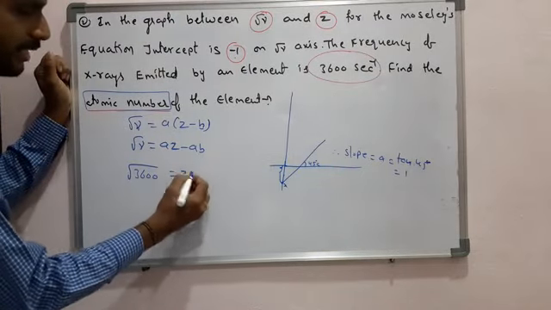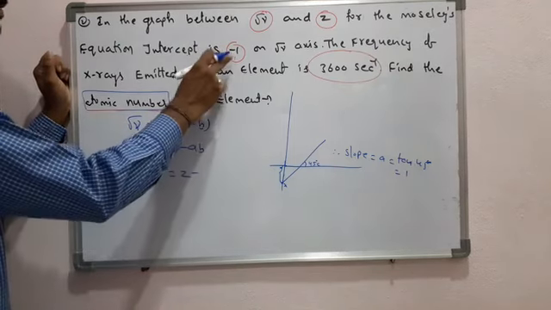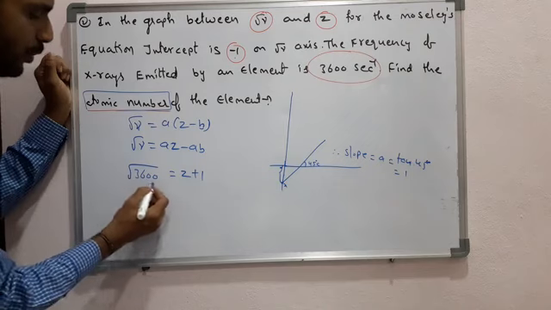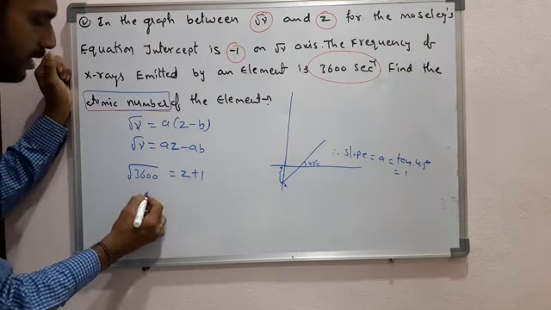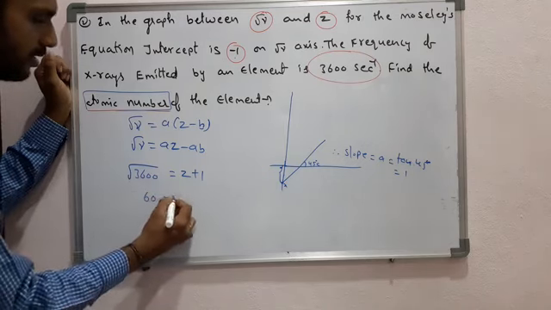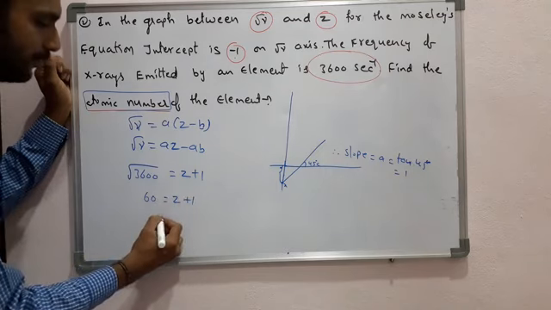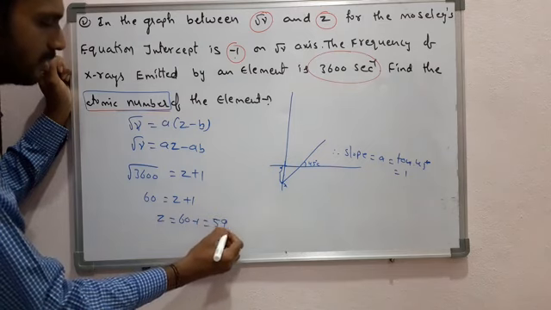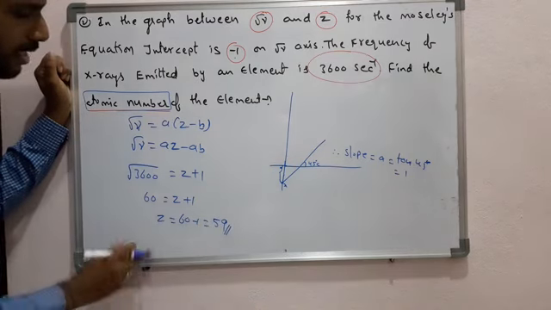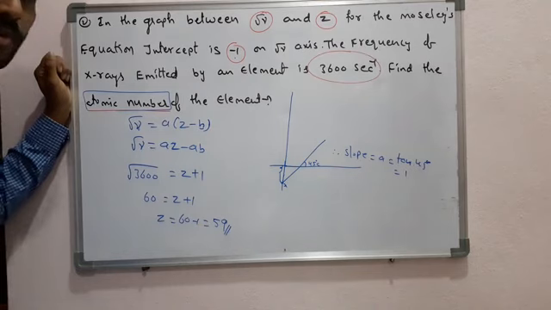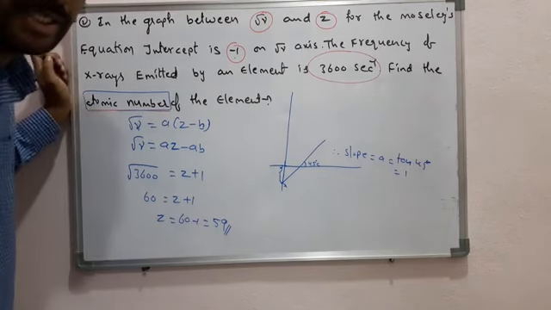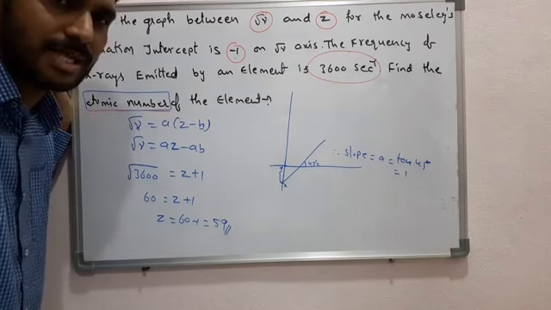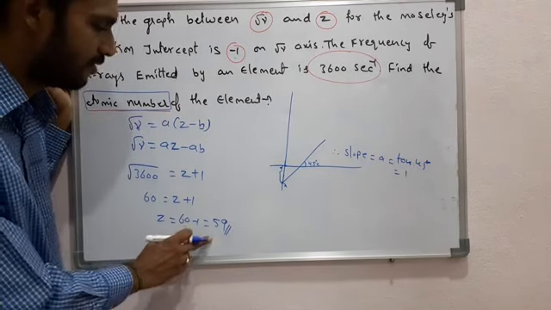We need to find Z. So minus AB, AB is given -1, so that becomes +1. So root nu, root 600 means it is equal to 60, equal to Z plus 1. Therefore Z is equal to 60 minus 1, that is equal to 59. So the atomic number is 59. That is nothing but the quantity of the nuclear charge, so the number of unit positive charges present in it is also equal to 59.